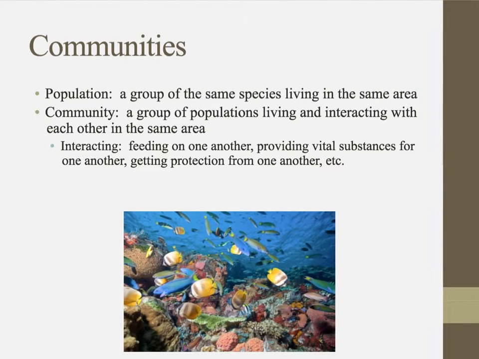A community is a bunch of different populations, so groups of different species living in and interacting with each other in the same area. So here I've got an example of a coral reef. This is actually an ecosystem, but we can talk about the community, the different populations in here. So I see this type of fish, I see this type of fish, I see coral, which is actually an animal, I see these fish. So obviously I've got several individuals of the same species living in the same area at the same time. So these are called angelfish.